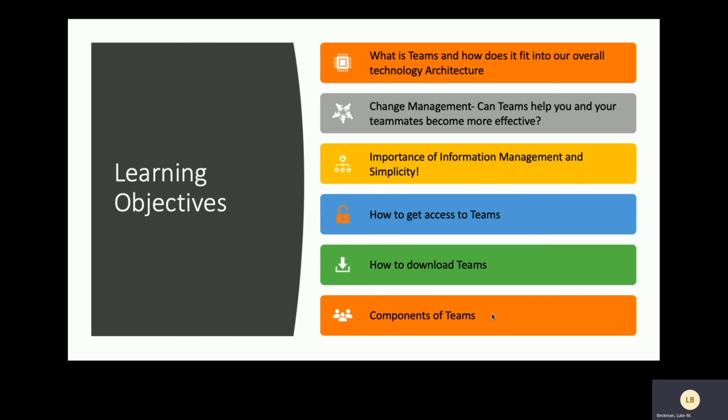So let's go back to our learning objectives before we wrap up here. We talked about what Teams is, how it fits into our architecture. We talked about change management. If you're not using it, how do you get people on board? Or what are the things you really need to think about? Simplicity is key. Map out how you want this to look before you build it, and build it before you invite people. We talked about how to get access to Teams, how to download Teams, both to your computer and to your phones, and then the components of Teams.